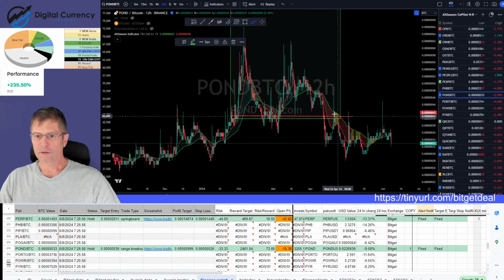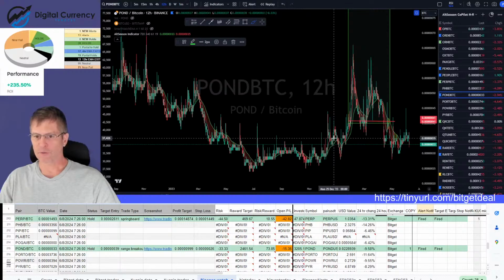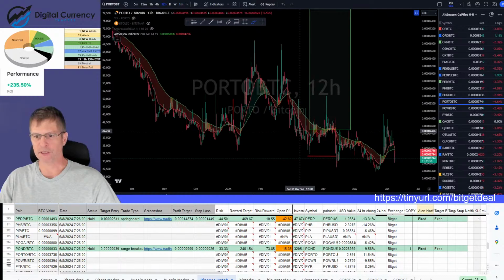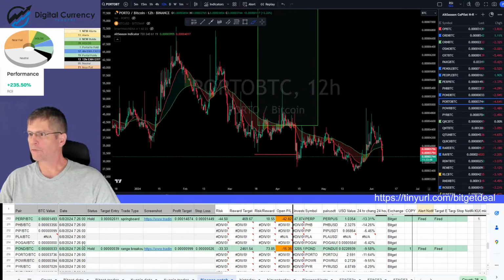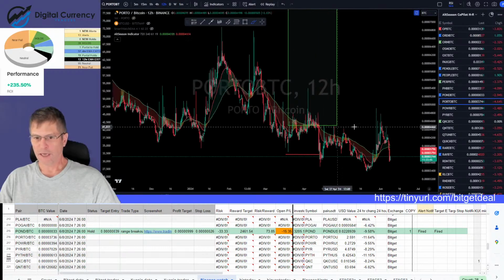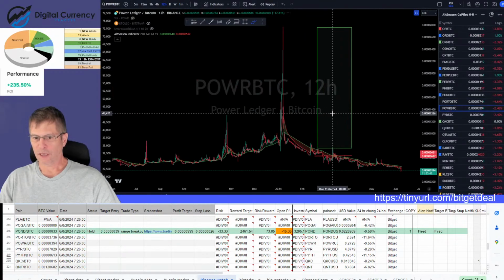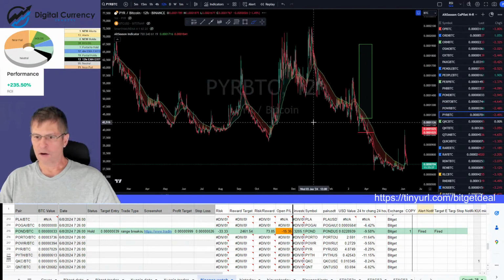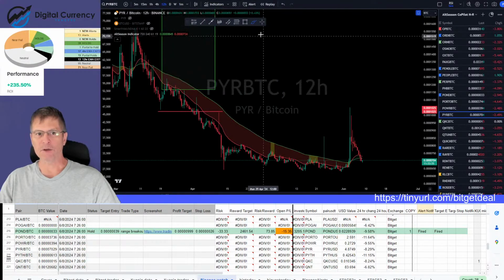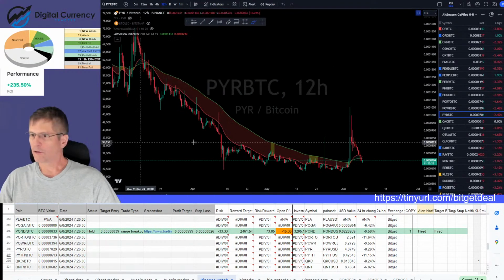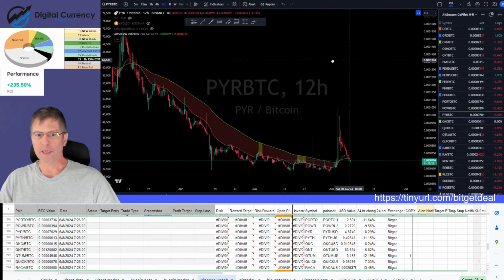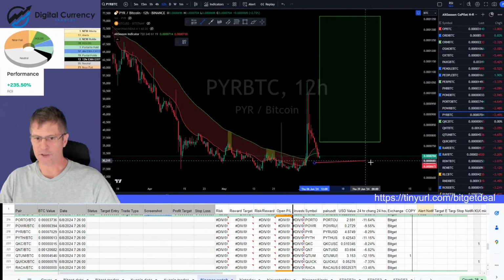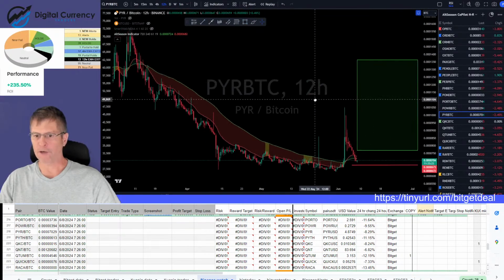Pond I've been holding for a long time, since way back when. It's up in US dollar value, but pretty much flat versus BTC. Porto, I don't have. Can't do it. Power, can't do it. Lower lows. PYR has pulled back, now that this is a flag, a notification flag for me. PYR, I can't do it yet, but when it does a formation and it does hold in this range, then it's going to be a springboard trade entry right there.